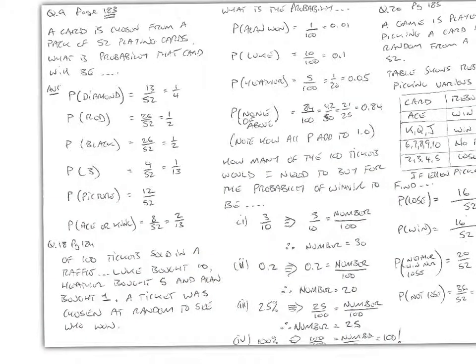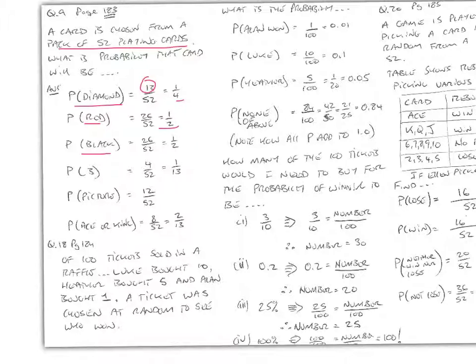So let's look at some worked examples then. A card is chosen from a pack of 52 playing cards. What's the probability that the card will be a diamond? Well, there's 13 diamonds in the pack, 1 in 4. Probability that a card pulled will be red. There's 26 red cards, if you consider the diamonds and the hearts, out of 52, that's 1 in 2.